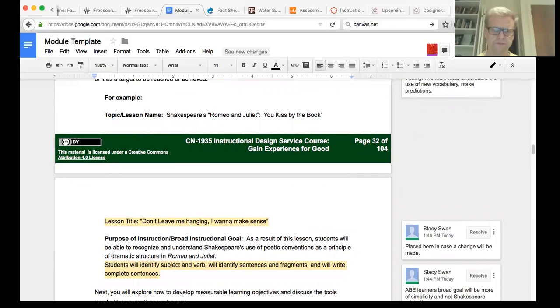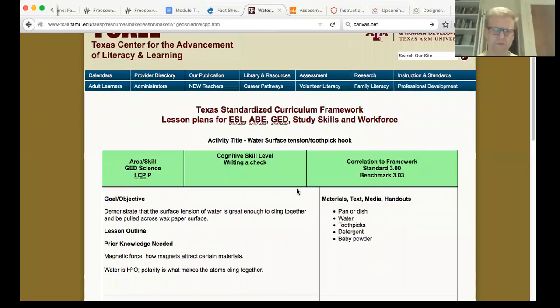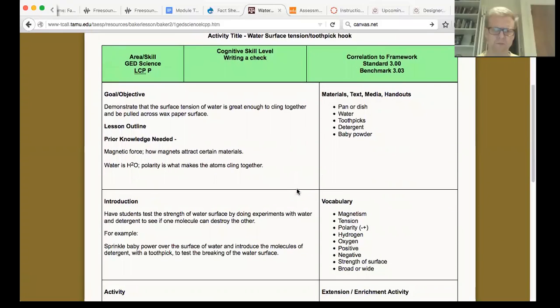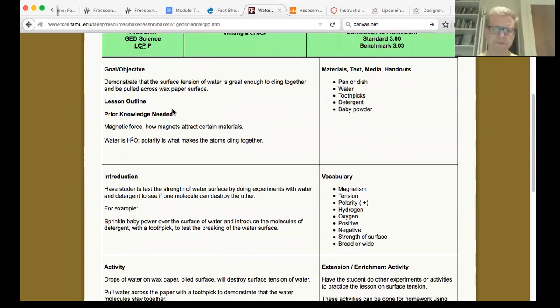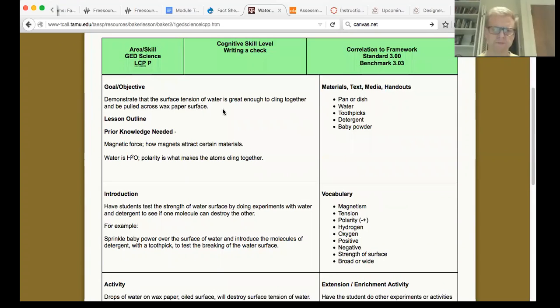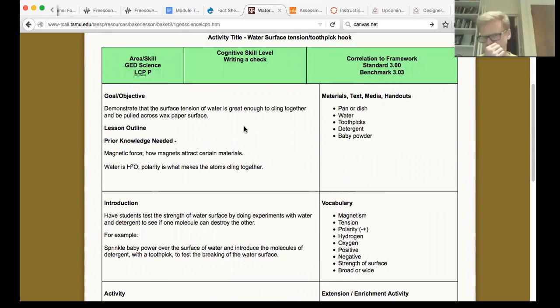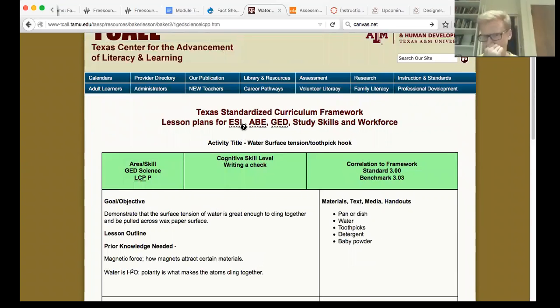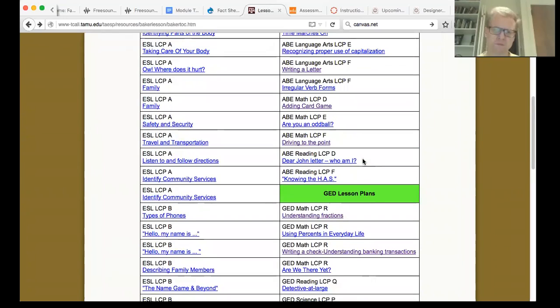So if you actually look here, I have one pulled up. Let me show you. Is this it here? Here is something from the Texas Center for Advancement. Here's what their lesson plans are. This is how simplistic they are, and this was actually one that was a little bit more advanced: demonstrate the surface tension of water is great enough to cling together and be pulled across a wax paper surface. This is actually one of the higher end lessons. Some of the other ones were so simplistic, I was like, wait a minute, here they all are.